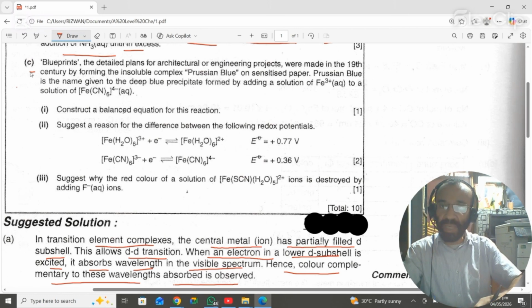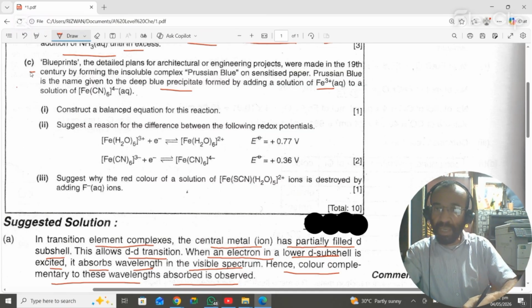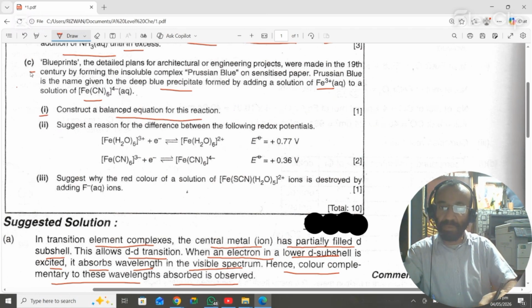Next is part C. Blueprints. The detailed plans for architectural or engineering projects were made in the 19th century by forming an insoluble complex, that is Prussian blue, on sensitized paper. Prussian blue is the name given to the deep blue precipitate formed by adding a solution of the iron(III) ion to a solution of the hexacyanoferrate(II) ion. The first requirement is to construct a balanced equation for the reaction when the iron ion reacts with the hexacyanoferrate ion.